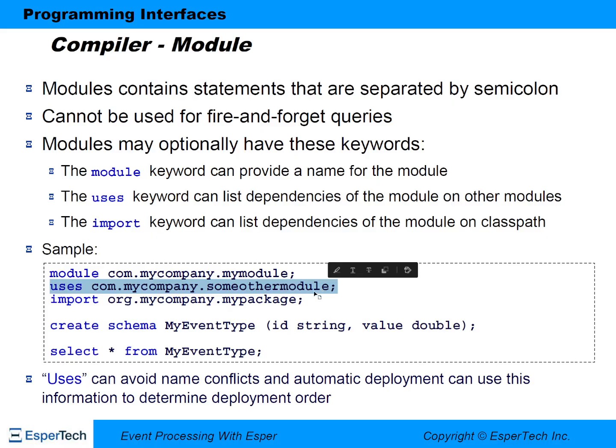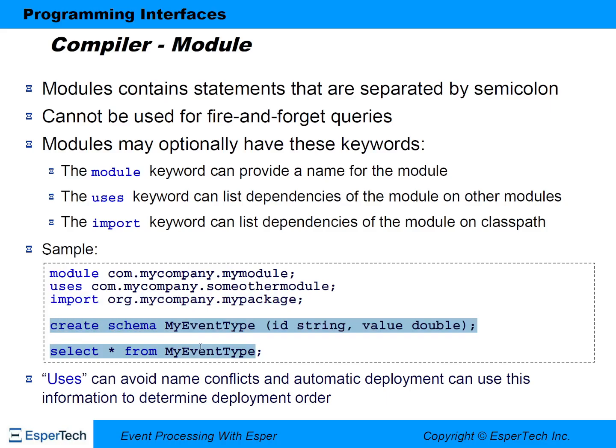The text import org.mycompany.mypackage indicates that the module relies on classes that reside in the package org.mycompany.mypackage. When import is not specified, any classes that the EPL uses must have the fully qualified class name. Imports can also be configured as compiler configuration.